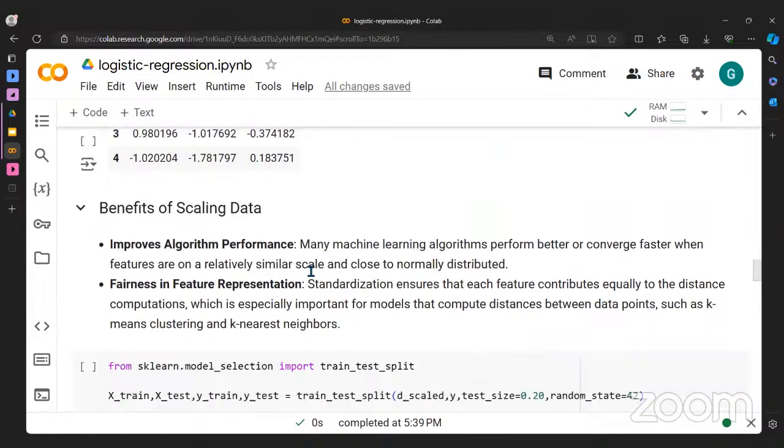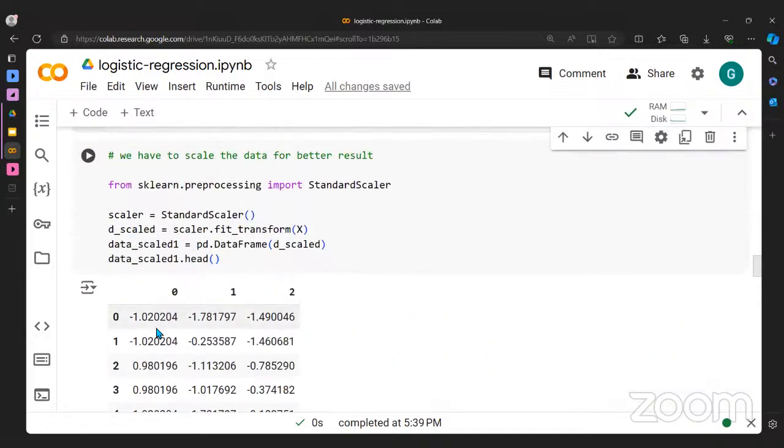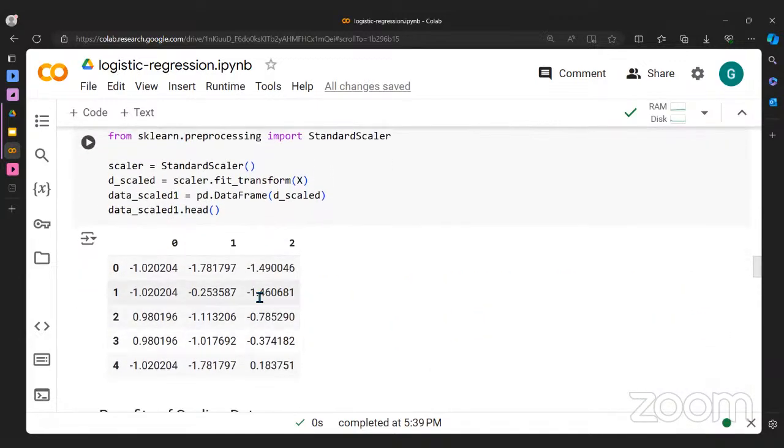I think I read the benefits here. It improves the algorithm performance. Then it also has a fairness on feature representation. This ensures that each feature contributes equally to the distance computation. So yeah, I did a standard scaler here to normalize the data, and this is what it looked like.